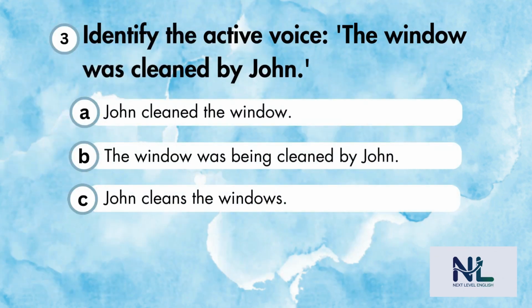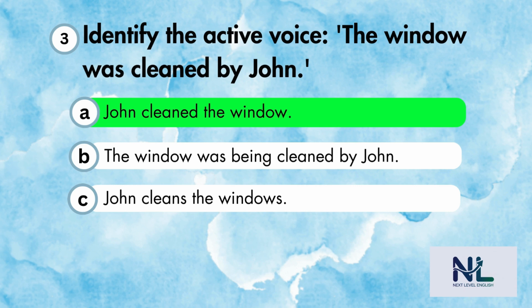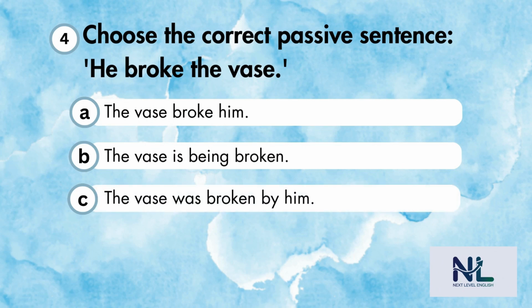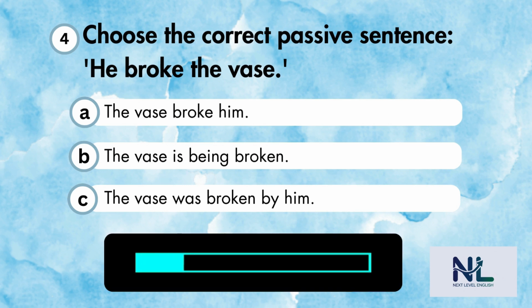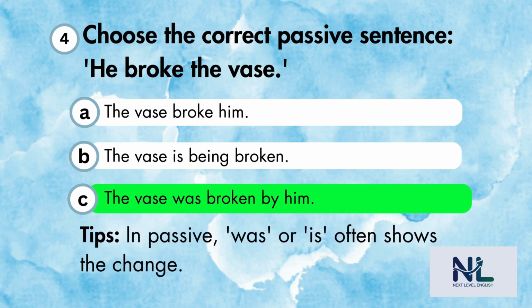3. Identify the active voice. The window was cleaned by John. John cleaned the window. Tips: look for the subject actively doing the action. 4. Choose the correct passive sentence. He broke the vase. The vase was broken by him. Tips: in passive, was or is often shows the change.